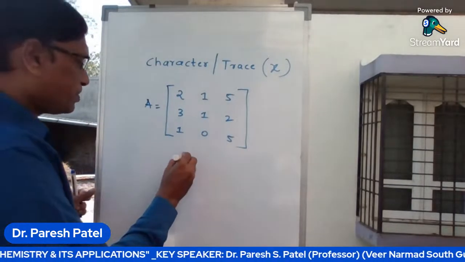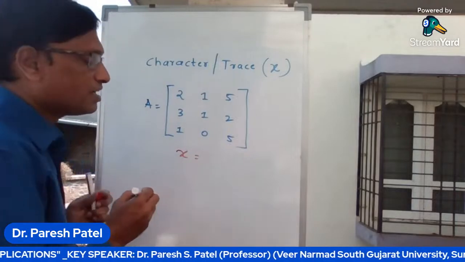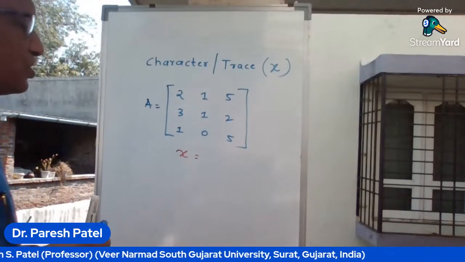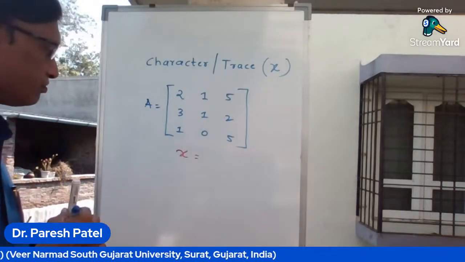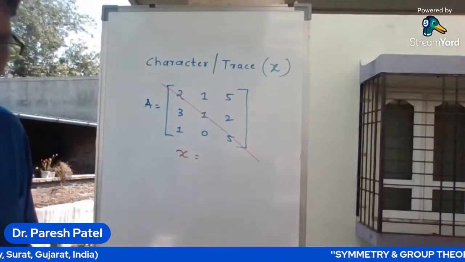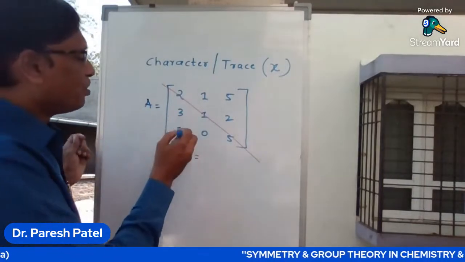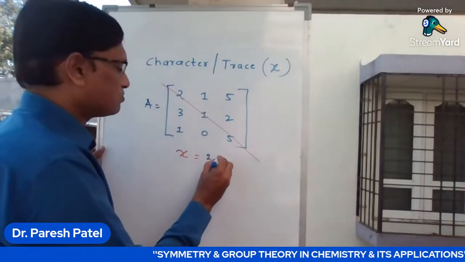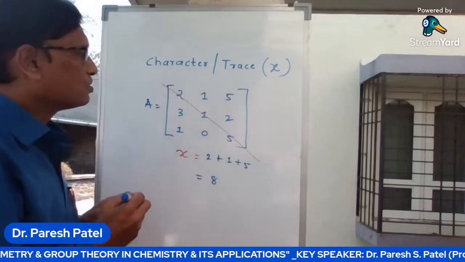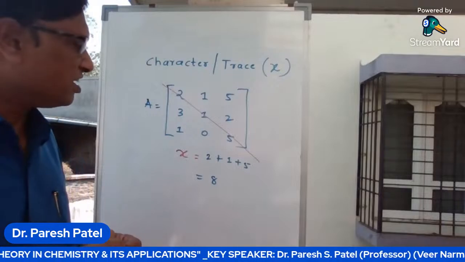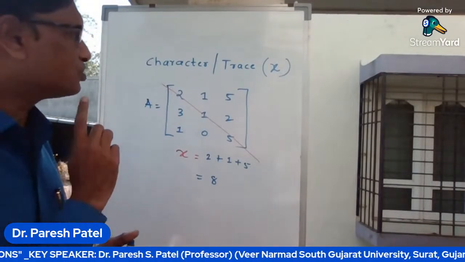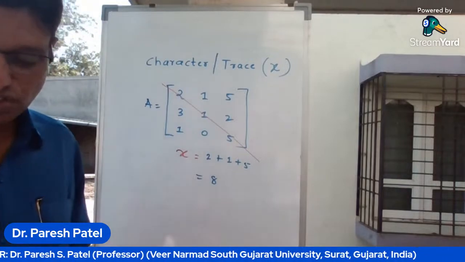So, the character of this matrix can be represented as chi, and character is nothing but the summation of the diagonal elements. So the character or trace of this matrix is equal to 2 plus 1 plus 5, which is equal to 8. So character can be represented by the summation of the diagonal elements, and the character or trace of a matrix can be represented by chi.